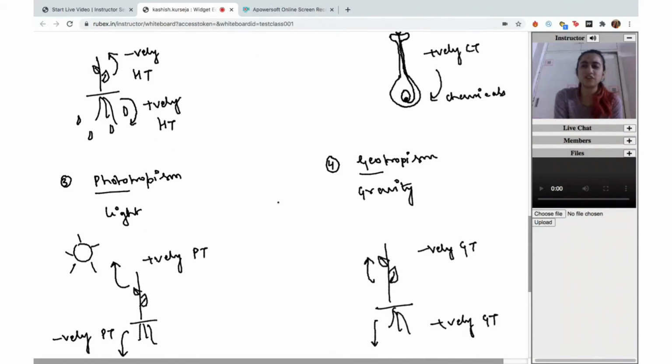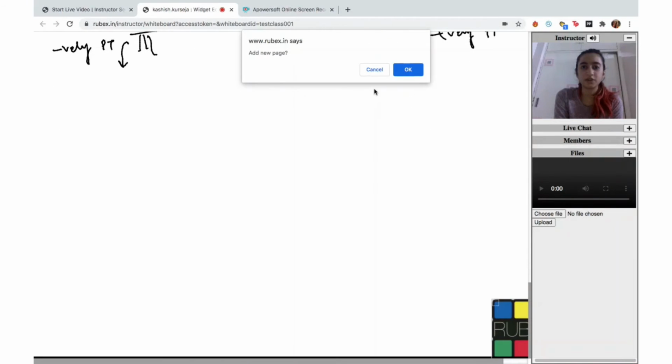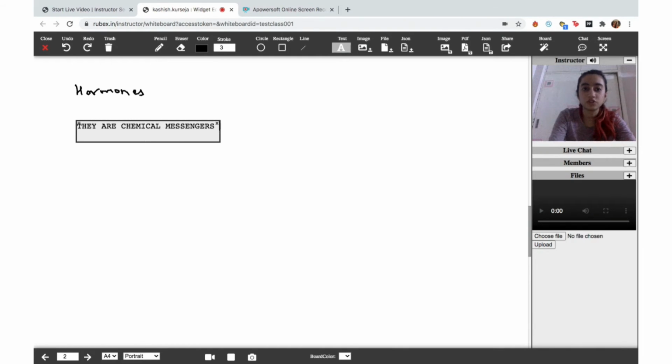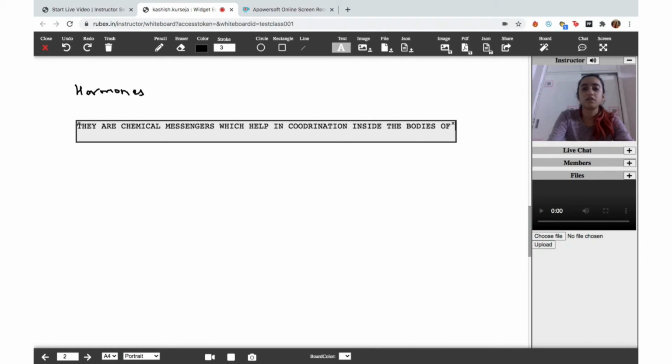Now this is actually pretty basic. It's not a very complicated topic. Now we are to study communication in plants occurring with the help of hormones. Definition of hormones. What are hormones? They are chemical messengers which help in coordination inside the bodies of organisms. Okay, so they help in coordination and they act as chemical messengers.